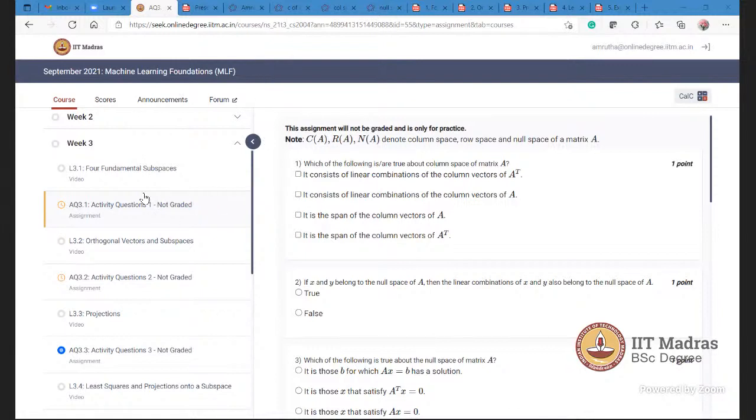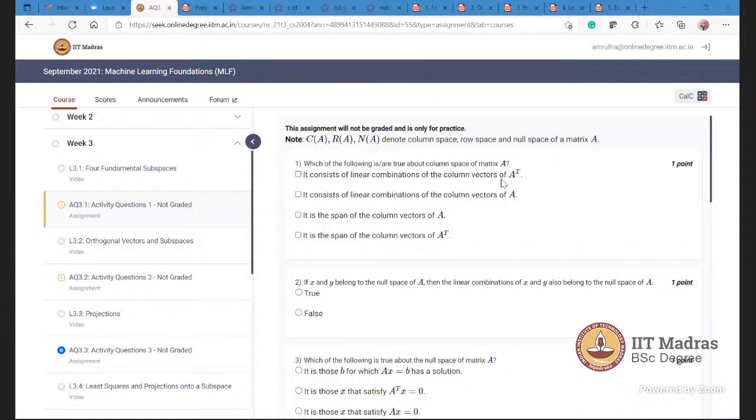So let us begin with our first week video, which is the lecture on the 4 fundamental subspaces. Our first activity question is here. We represent the column space of A, row space of A, and null space of A as C(A), R(A), and N(A). The first question is, which of the following are true about the column space of matrix A?